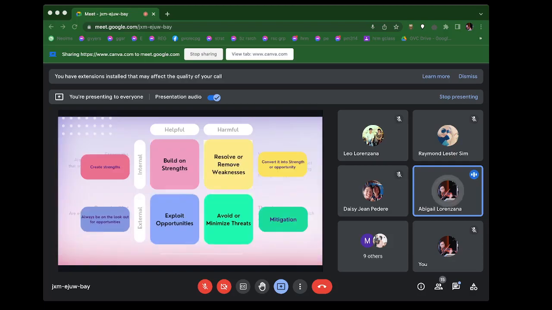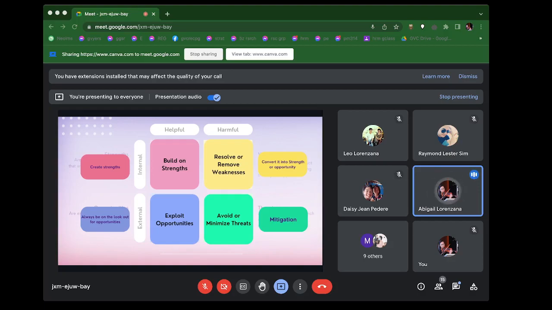So what should we do with the strengths, weaknesses, opportunities and threats? The right course of action with strength is you build on strength. Kung saan ka magaling, you work on that. Dun ka makakabenta. That's where you will gain profit, okay? And with the weaknesses, you have to resolve it or remove it, okay? Or you can convert it into a strength or opportunity.